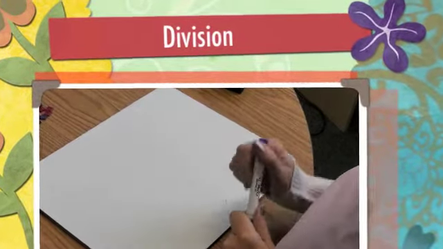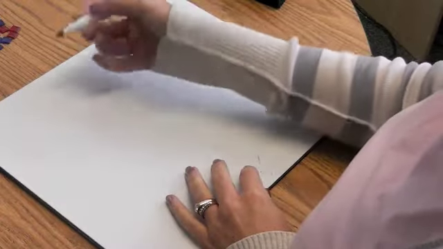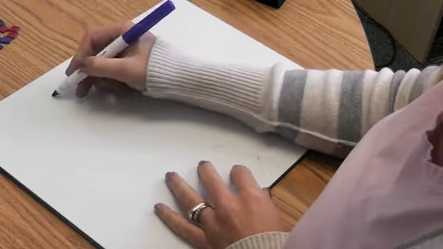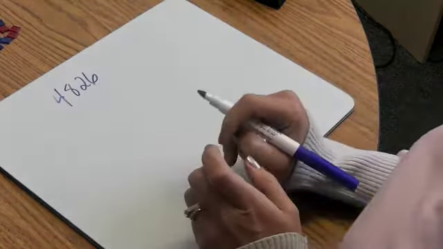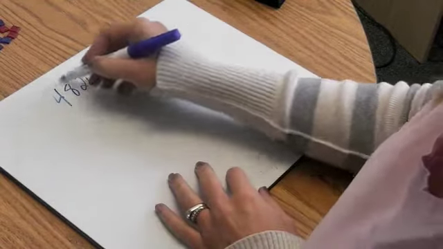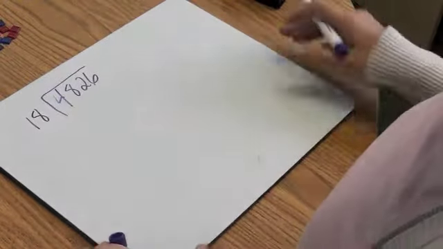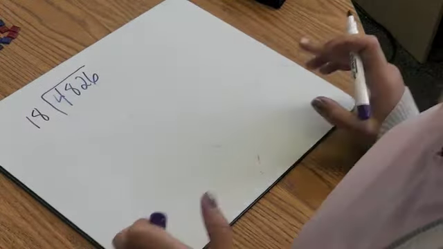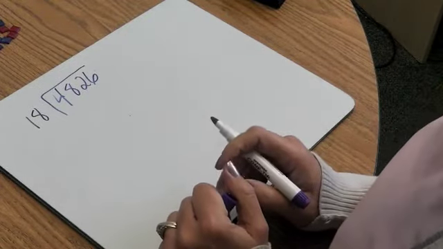Okay, so long division, the dreaded long division. So if I have a question like 4,826. I have 4,826 M&Ms, and I have 18 kids in my class. Yeah, right, I wish. And I want to find out how many M&Ms each person is going to get.